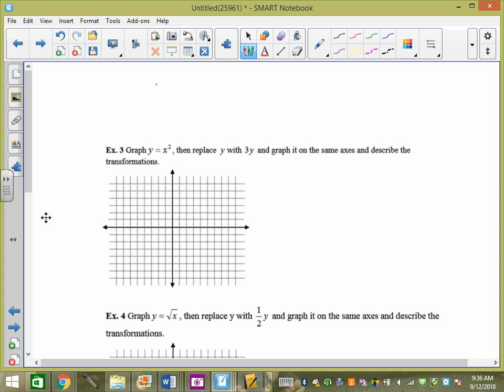Okay, graph y equals x squared, then replace y with 3y. So y equals x squared is at 0, 0, 1, 1, negative 1, 1, 2, 4. Remember, you could go to your table of values if you wanted to and pull that off your calculator. Or you could just plug in the values. So 0 squared is 0, 1 squared is 1, negative 1 squared is 1, 2 squared is 4, negative 2 squared is 4, and that's how I get my points.